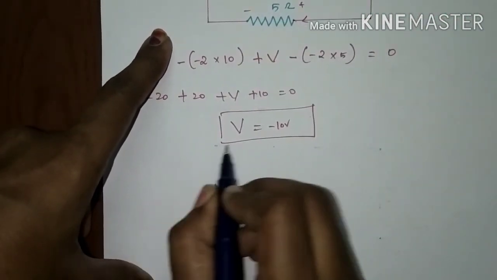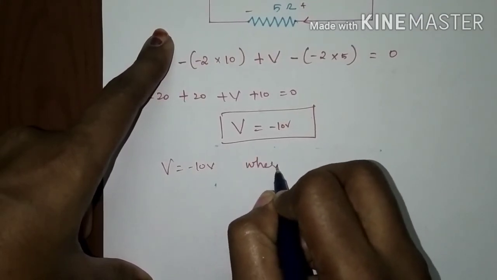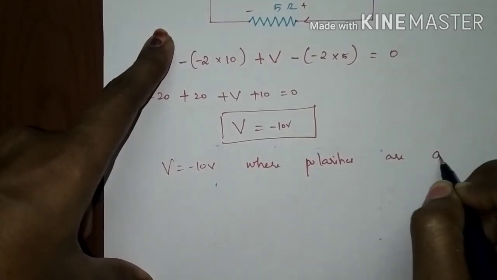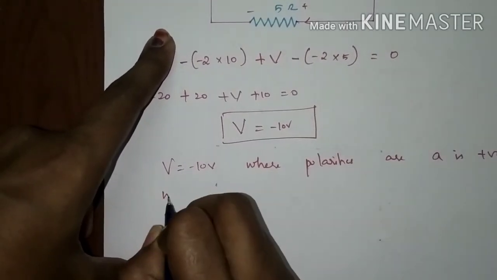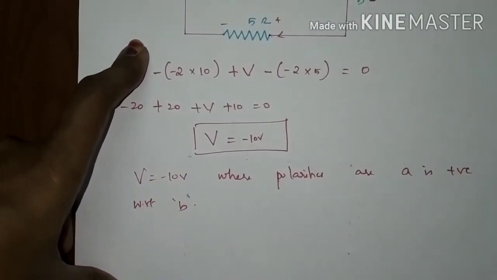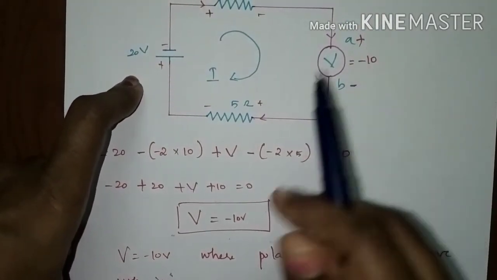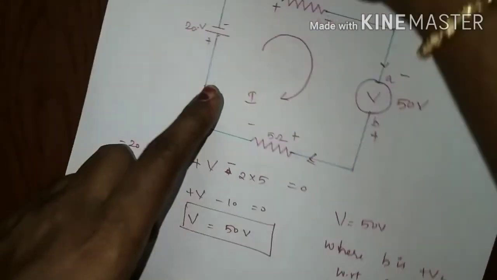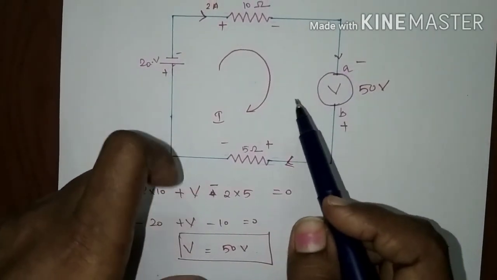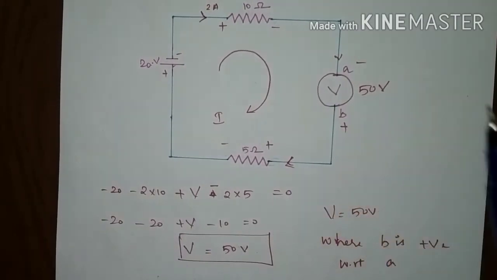So we have to write the value of V is equal to minus 10 volt, where the polarities are A is positive with reference to B. Here this voltage is not acting as a source, where in the case of A, it is acting as a source. Okay. If the current direction is reversed, definitely the voltage will not act as a source.